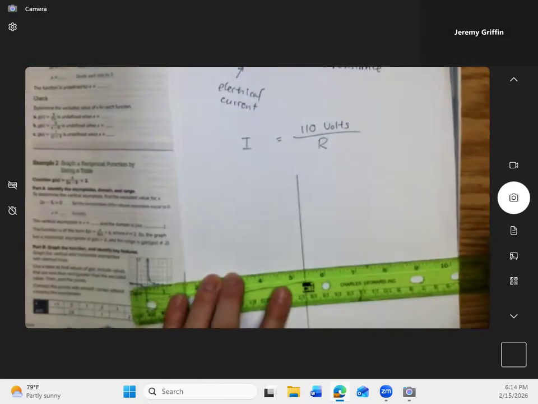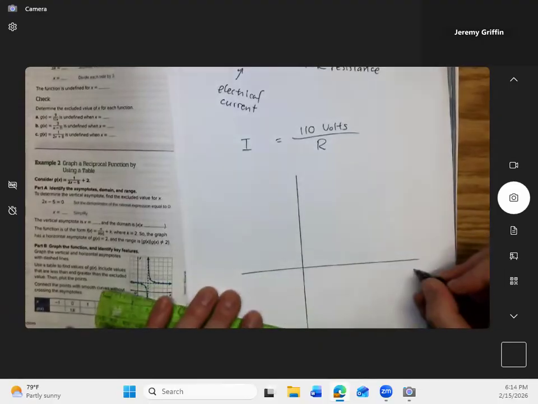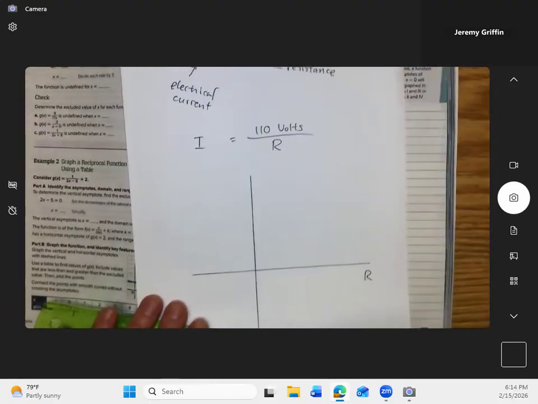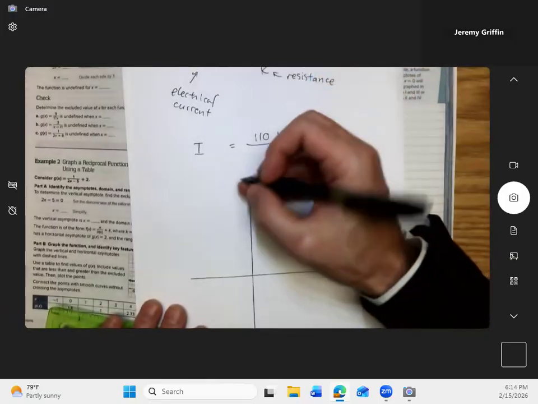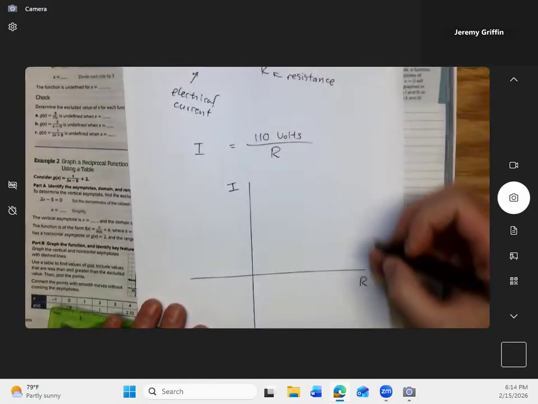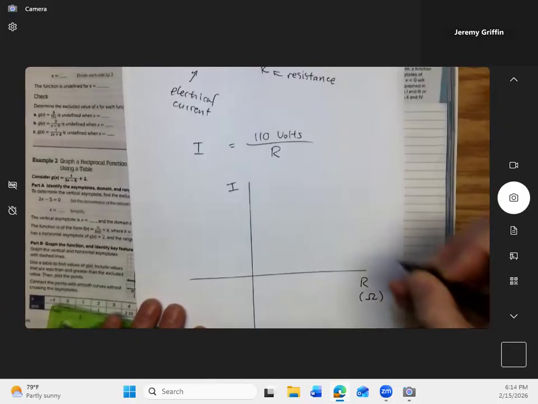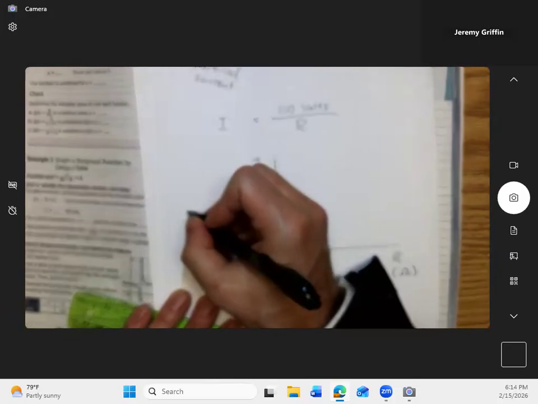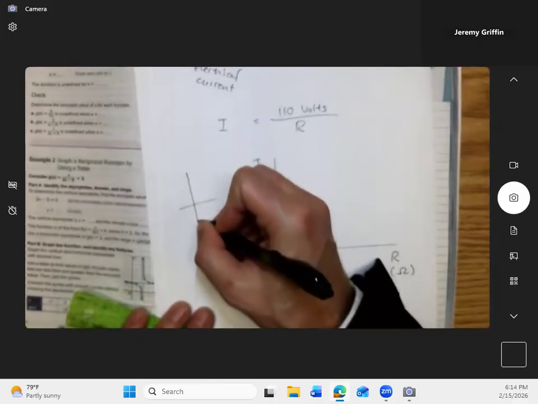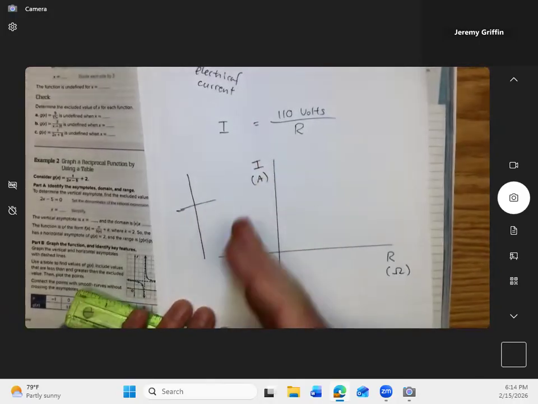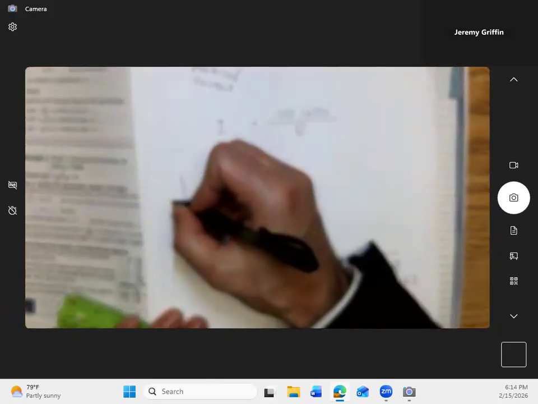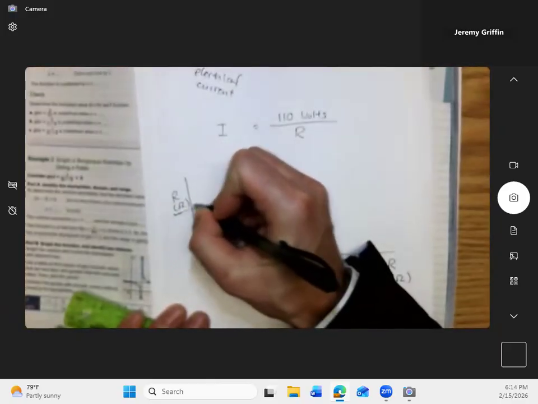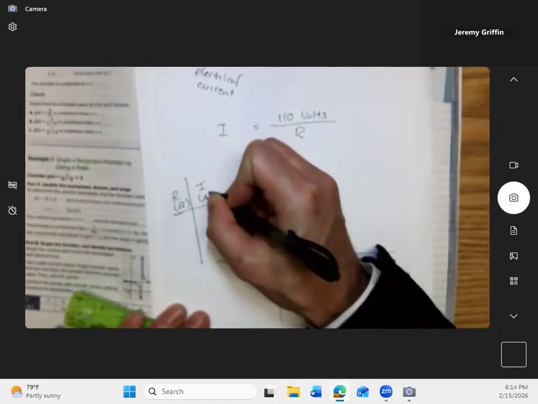Really, you only have positive resistances. I don't think there's such a thing as a negative resistance, unless there's something I'm not aware of. Let's put resistance in ohms on this axis and current in amps on this axis. This would be a good space for a table, because the negative part of the graph would be irrelevant. Let's come up with different resistances in ohms and the resulting current in amps.